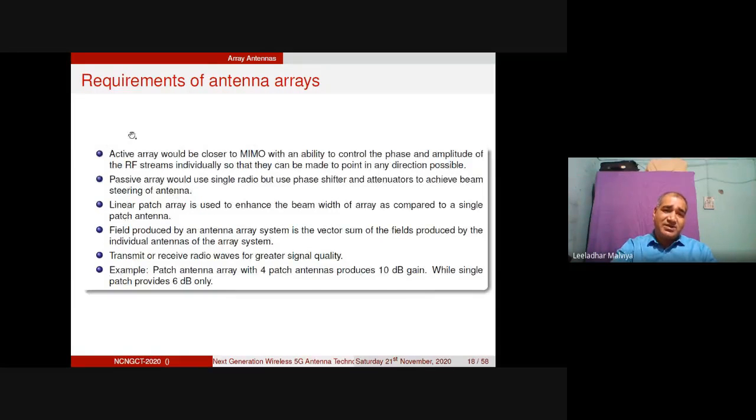Right. So if you look at certain comparisons among MIMO and the array, the active array resembles the shape of the MIMO advantages, and that's why we may think about active arrays. Right. So passive arrays use a single radio, but phase shifters and attenuators for the beam steering. A linear patch array can be used to enhance the beam width as compared to the single patch antenna. And look at an example of why arrays are very useful. So look at a single patch. This patch antenna array with 4 patch antennas produces 10 dB gain, while a single patch provides 6 dB of gain. So this is the beauty of antenna arrays, right?